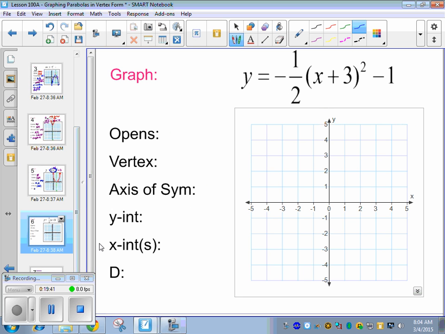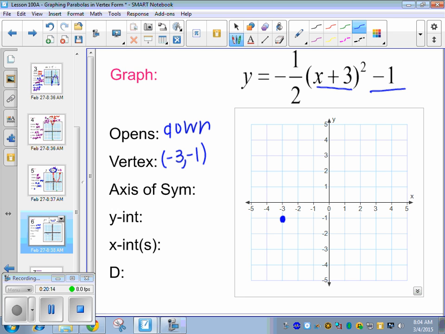Okay, I think this is the last one. Example problem. Sorry. Hanging in there. Okay, Brennan, opens up or down? Down. Vertex. Kayla, what's the vertex? Nice. -3, -1. Opposite, same. -3, -1, put a point.